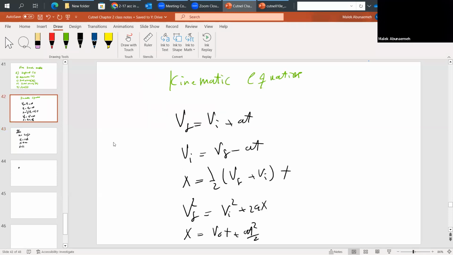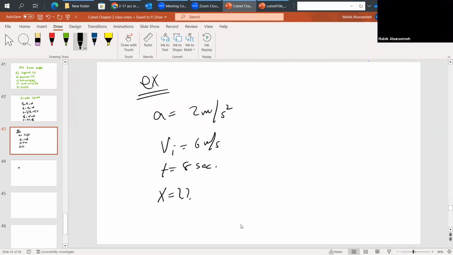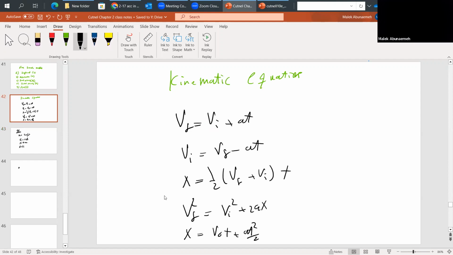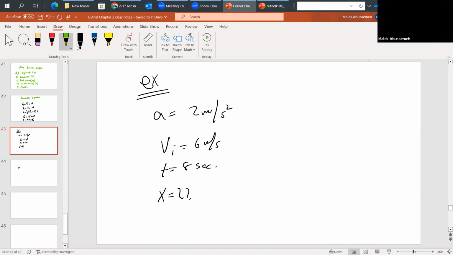Okay, having used one of these, which one would you use? We have the acceleration, initial velocity, time, and your x. So that means we can use this equation over here: x equals v naught t plus a t squared over 2.